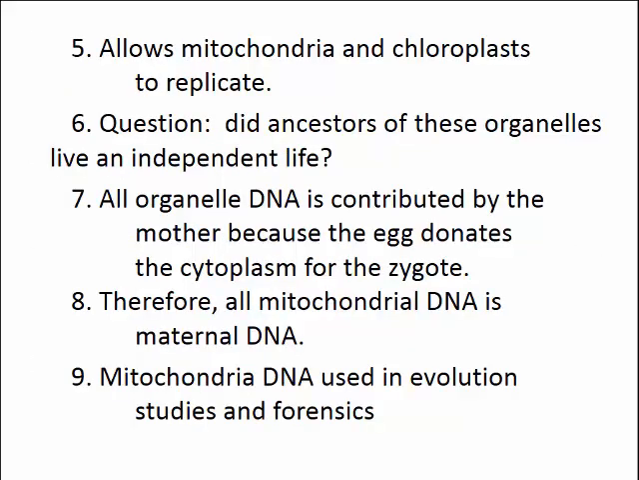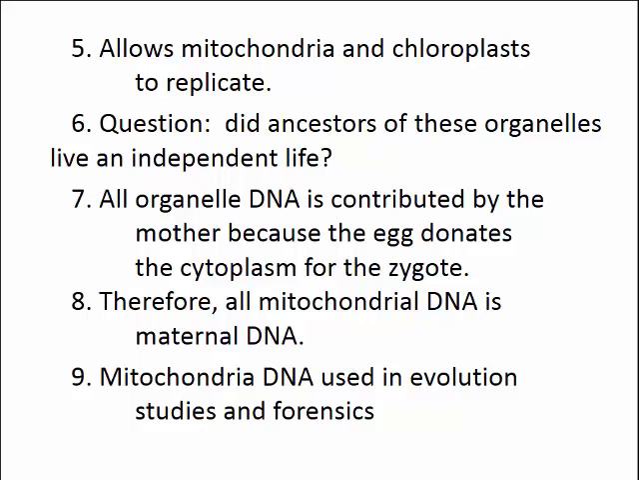So the fact that mitochondria and chloroplasts have their own DNA allows them to replicate. It not only allows them to replicate, it requires that they replicate to get that genome to persist. So the question then arises, did the ancestors of these organelles live an independent life? And the answer so far appears to be yes. We've actually found genomic similarities between mitochondria and a specific group of free-living bacteria, and likewise between chloroplasts and the cyanobacteria that we know also perform photosynthesis.